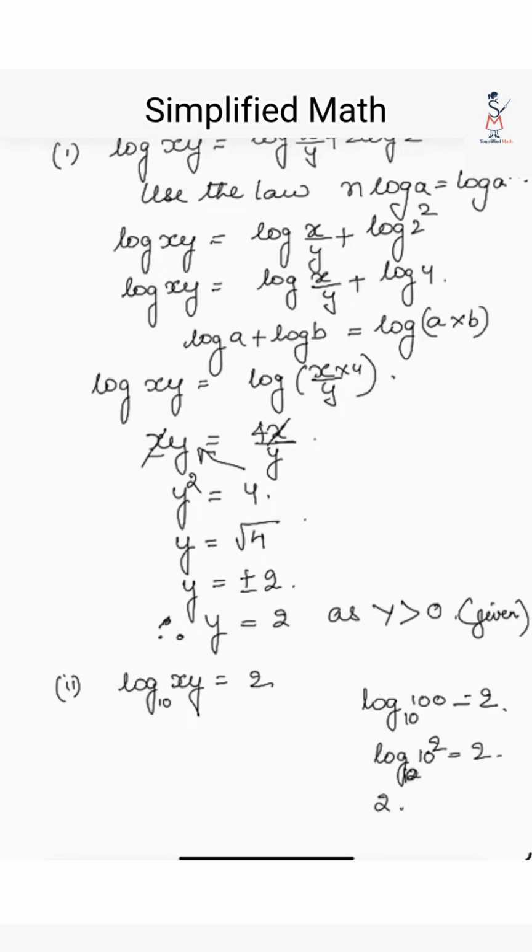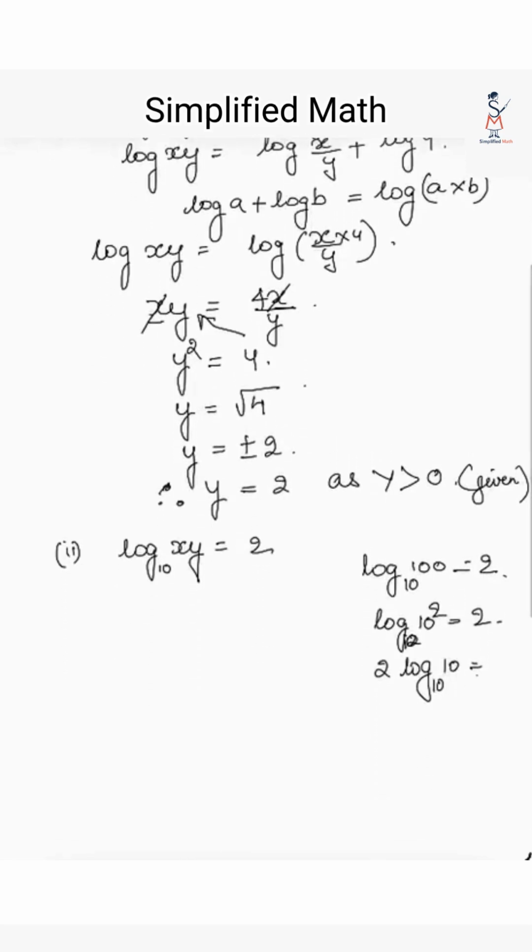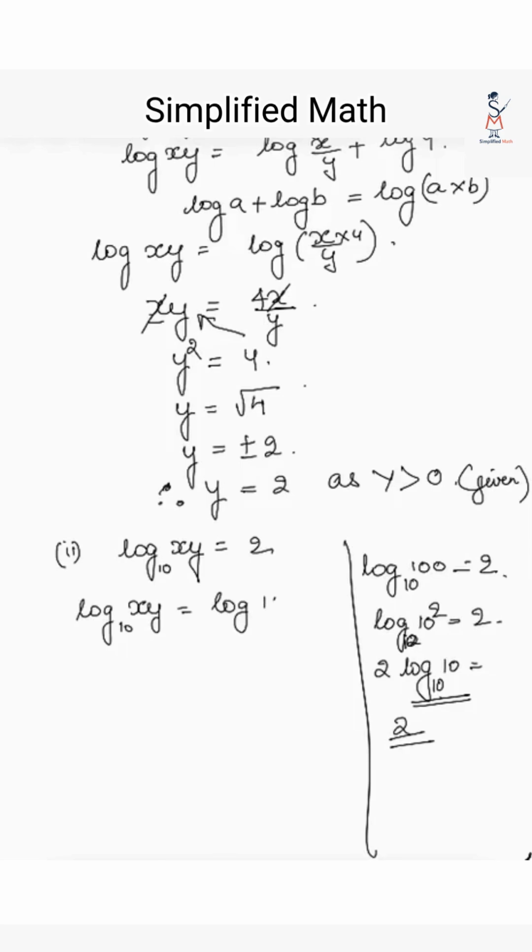This 2 comes in front according to the rule which we saw above, which is equal to 2 log 10 to the base 10. This is 1. Any log to the same base is 1. So this will turn out to be 2. This is just to make you understand. So log xy to the base 10 is equal to log 100 to the base 10. That is xy is equal to 100.